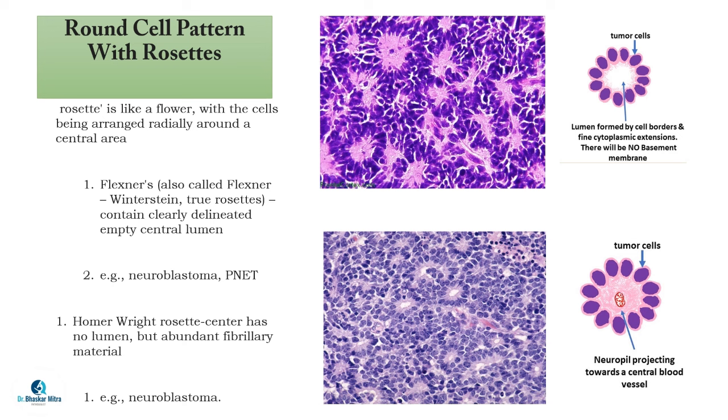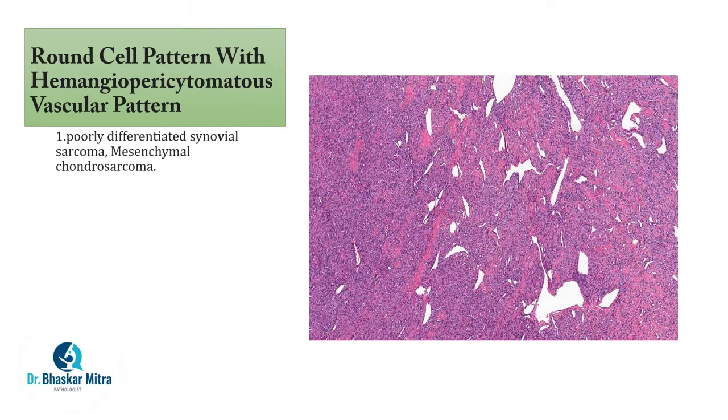If we see a good amount of rosettes, then we have to think of the neuroblastoma group, the true and pseudo rosettes, the Flexner and Homer Wright rosettes, and the typical characteristic rosettes will differentiate neuroblastoma from the others. Sometimes we can see hemangiopericytomatous blood vessels. Apart from poorly differentiated synovial sarcoma and the mesenchymal chondrosarcoma, this will again come into the differential of this BCOR group of rearrangement tumors, which we have to keep in mind.